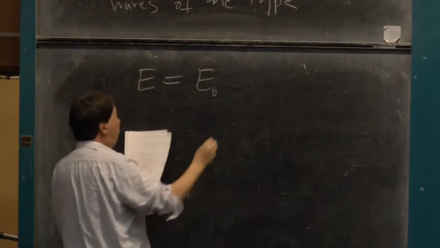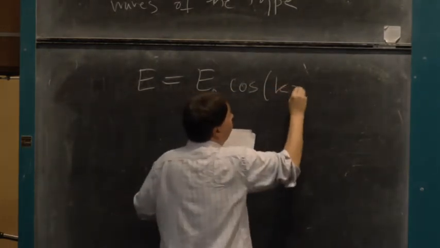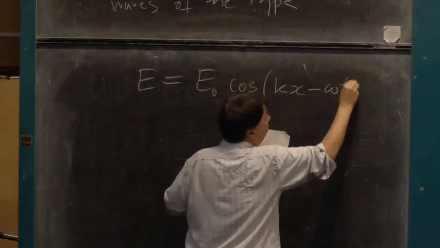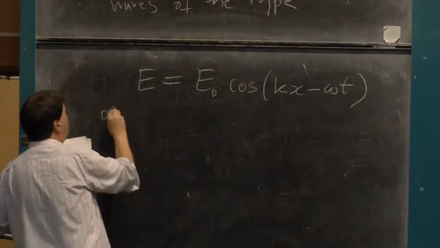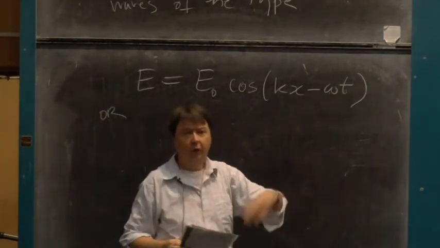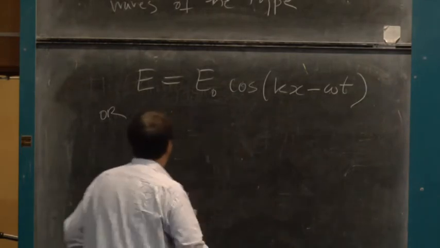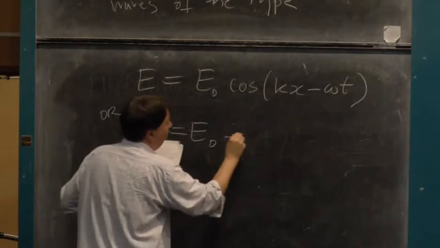And again, some people prefer, and I'm going to use both in different lectures, sometimes to illustrate points, cos(kx minus omega t). I can always choose my origin of phase to make it either a pure sine or a pure cosine, or E to the i, and of course this is the best way of doing it.